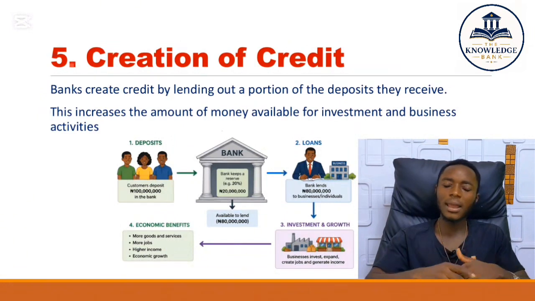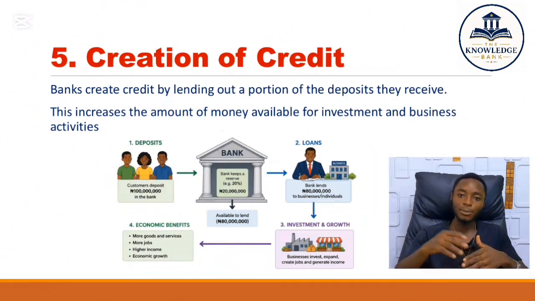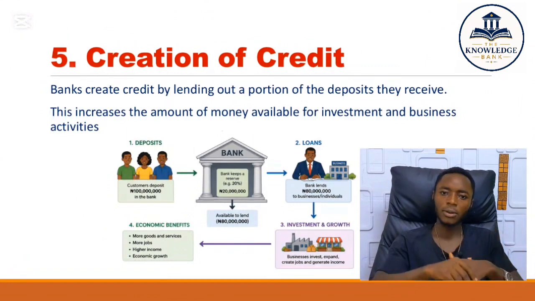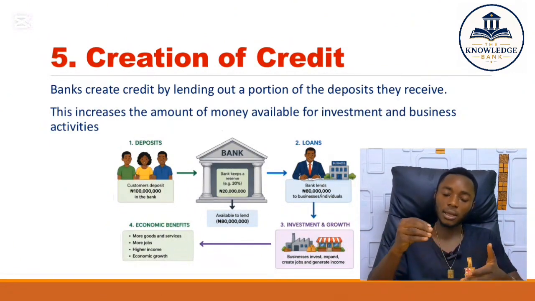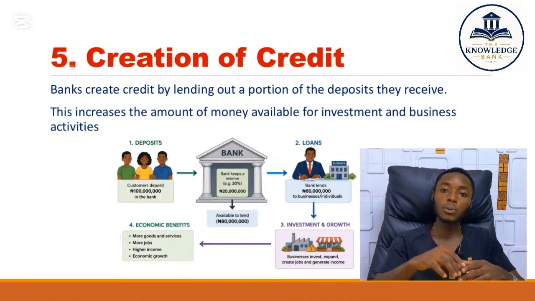Banks create credit by lending out a portion of the deposits they receive to people who need them. This increases the amount of money available for investment and business activities. So for example, if you have 100 million, let's say for instance, then you approach a bank, you deposit this money. A bank has a certain percentage that it will keep as reserve, let's say 20%. Okay, so as the bank deducts that 20% from this money, the bank in turn gives the remaining 80 million to people who need it.